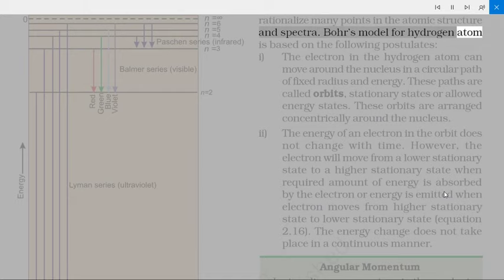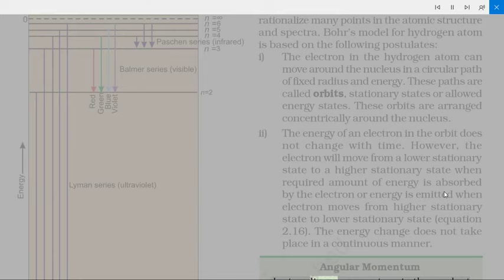Bohr's model for hydrogen atom is based on the following postulates. 1. The electron in the hydrogen atom can move around the nucleus in a circular path of fixed radius and energy. These paths are called orbits, stationary states or allowed energy states. These orbits are arranged concentrically around the nucleus. 2. The energy of an electron in the orbit does not change with time. However, the electron will move from a lower stationary state to a higher stationary state when required amount of energy is absorbed by the electron or energy is emitted when electron moves from higher stationary state to lower stationary state, equation 2.16. The energy change does not take place in a continuous manner.